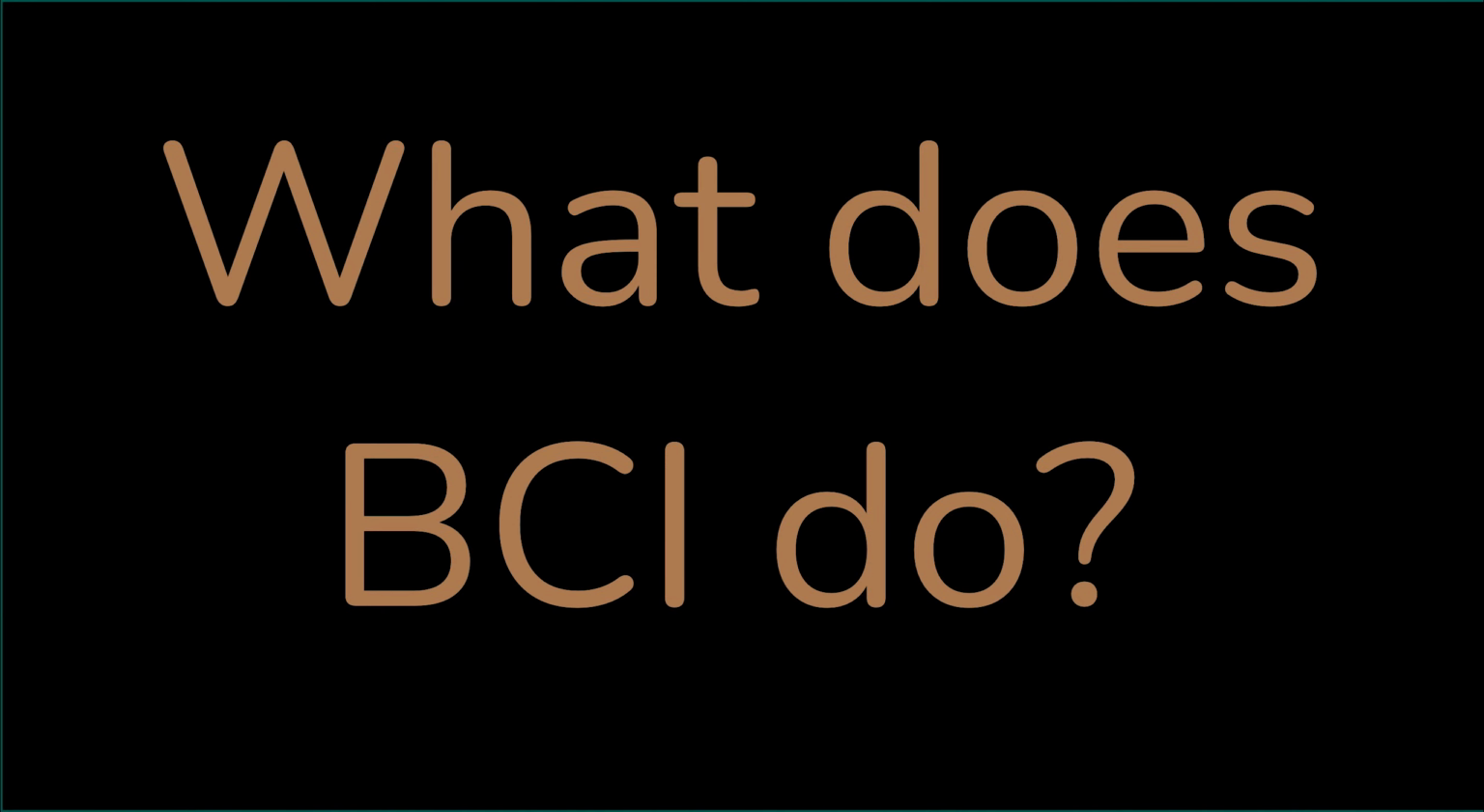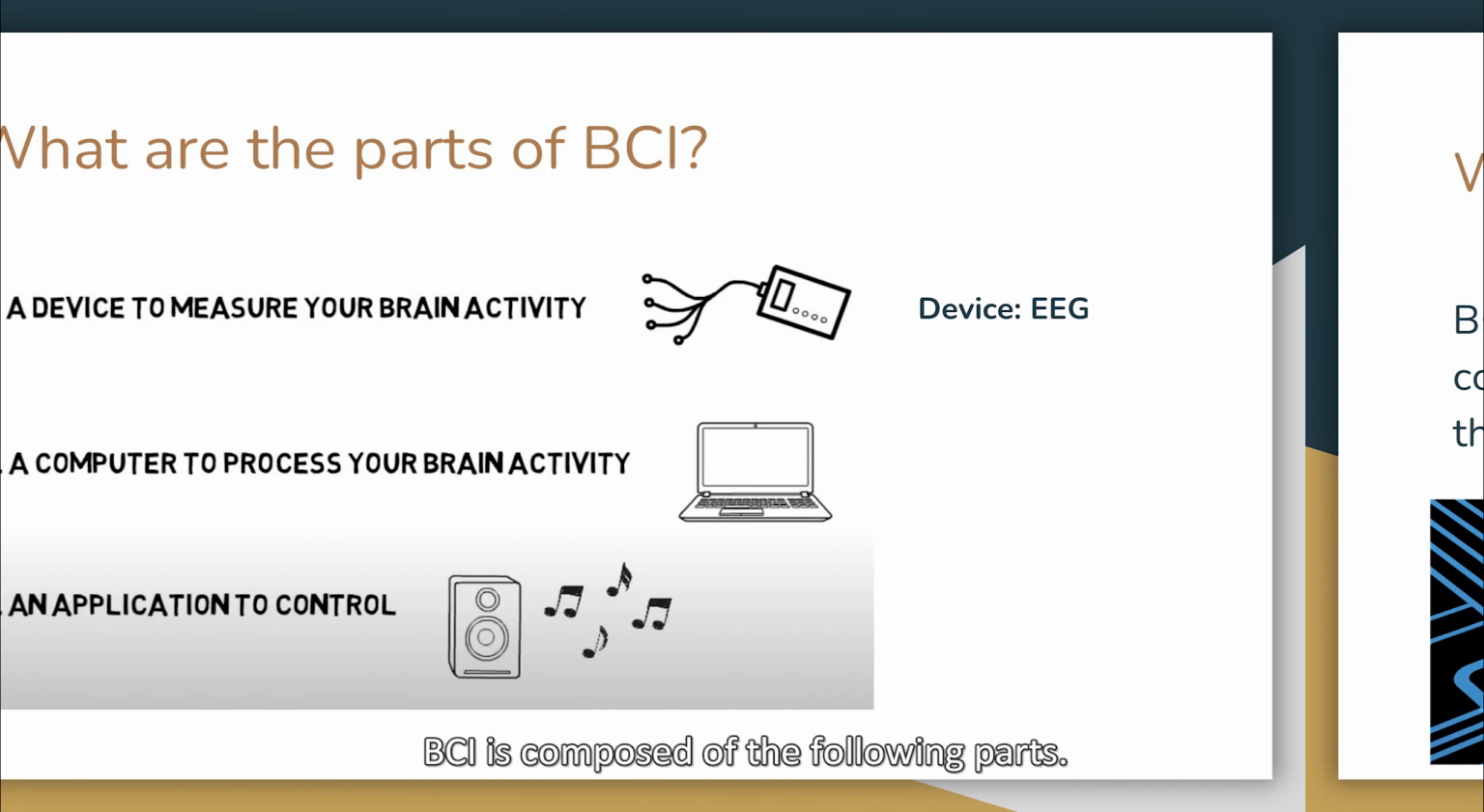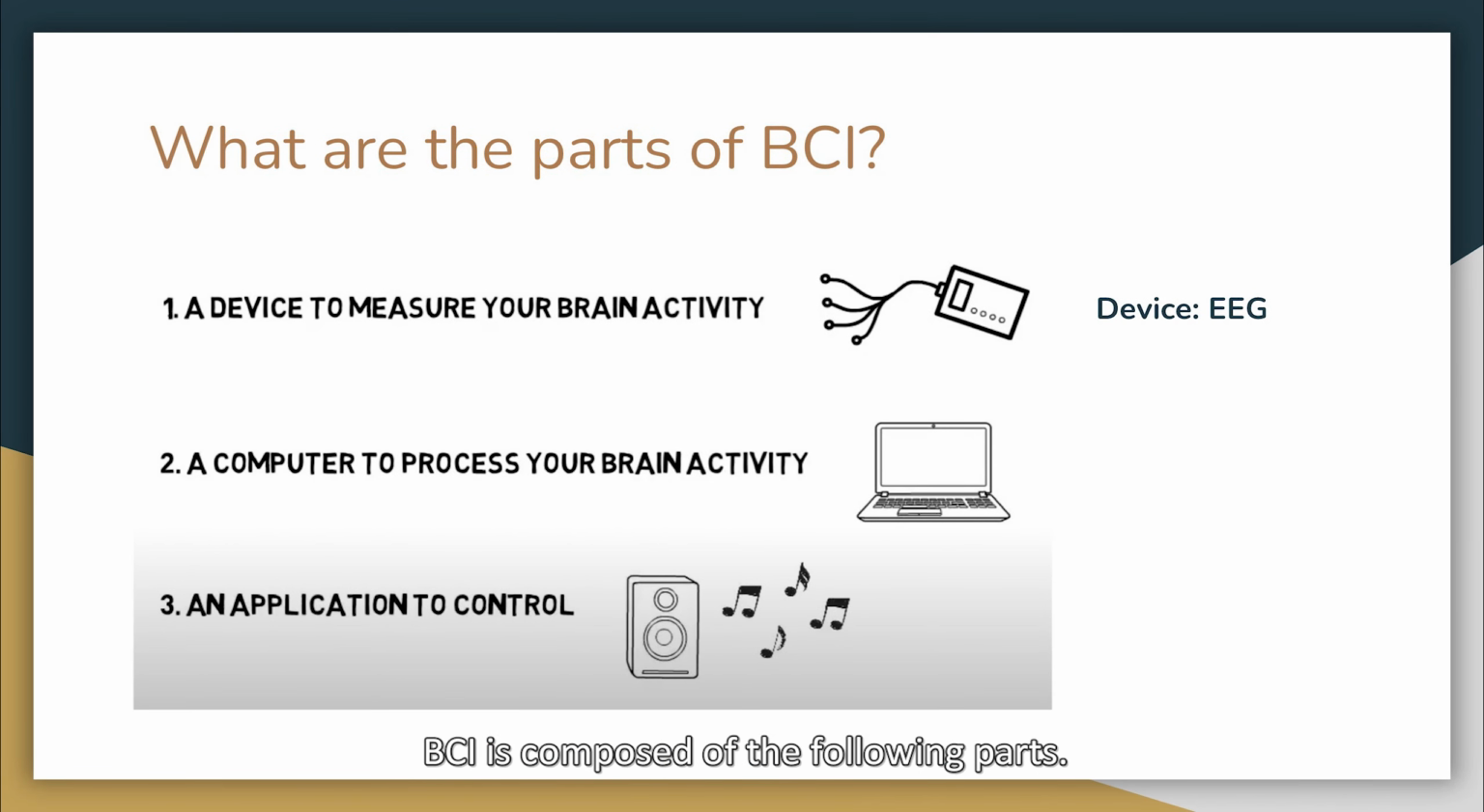So what does BCI do? BCI consists of brain activity that controls movements, communication, or any other interaction with the environment through an application or device. BCI is composed of the following parts. The first part is a device that measures brain activity. This is done by electroencephalogram, or EEG. The second part is a computer that processes brain activity. The final part is an application to control.